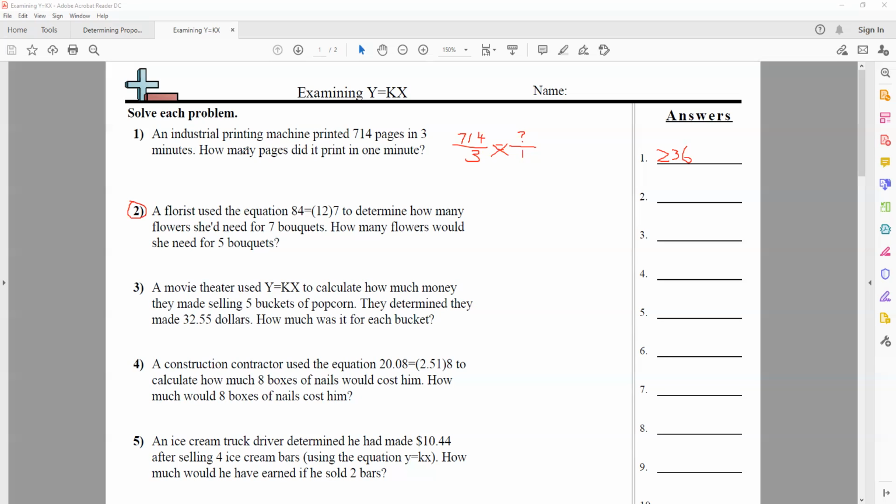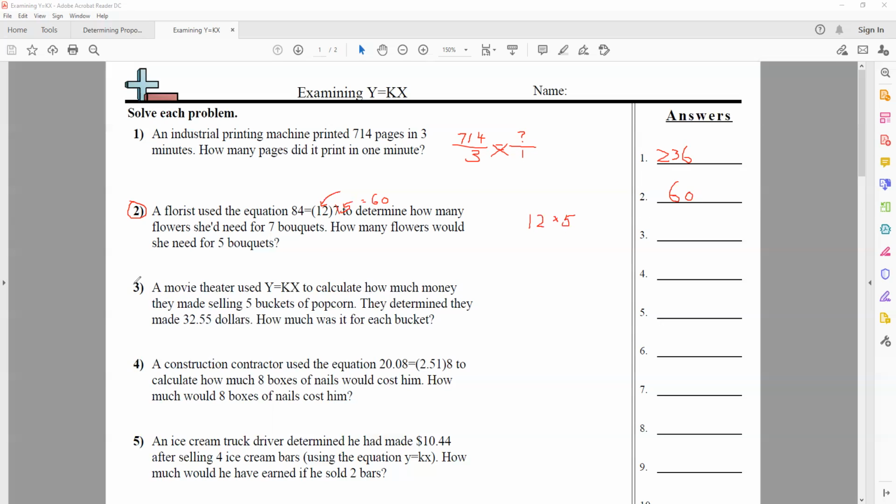That would be 60 flowers. Okay, so that would be 84. Well, that would be 60 equals 12 times 5. Sometimes they give you the answer. You see how 12 is how many they have for one bouquet? So all you have to do is change this to a 5, then you will get 60. Okay, good.